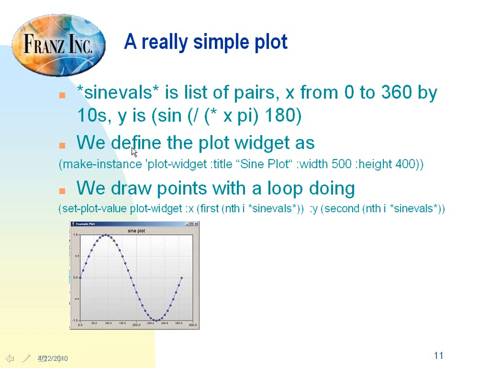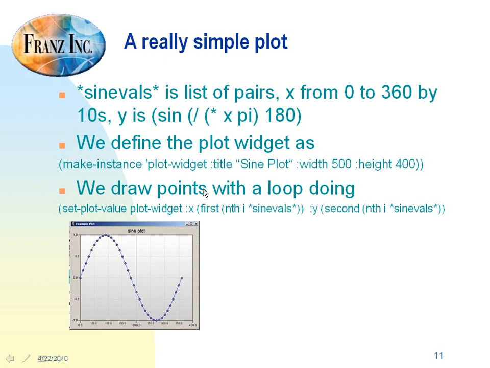And we define a plot widget with this fairly simple definition here, only specifying a few of the keyword arguments, which specify the details of the plot widget. This is a call to make instance, and it says make an instance of the plot widget. We're specifying the title, the width, and the height.